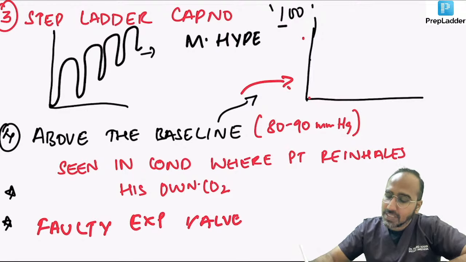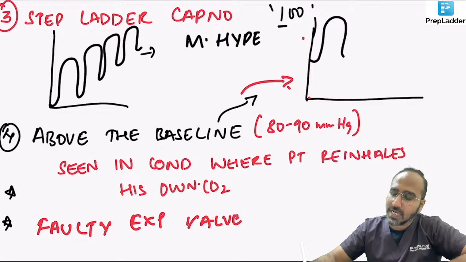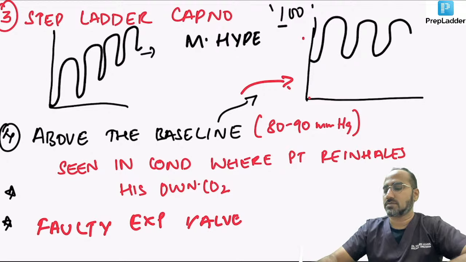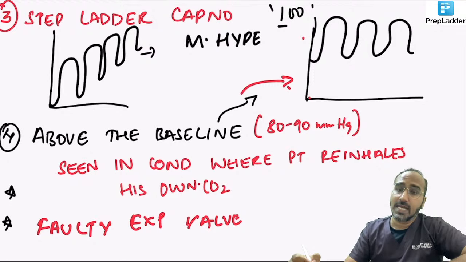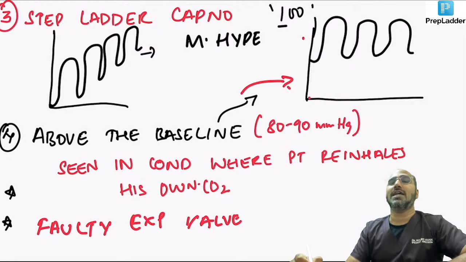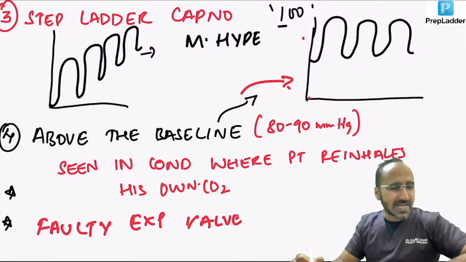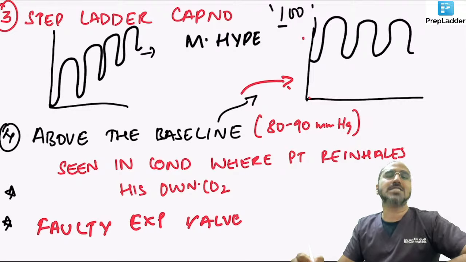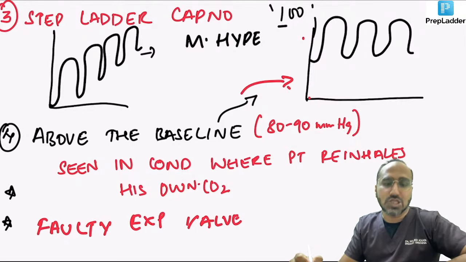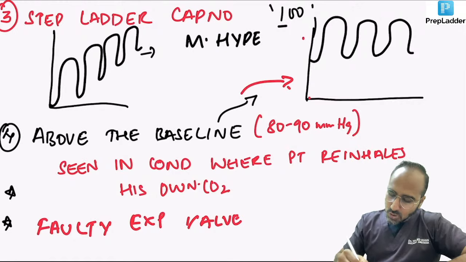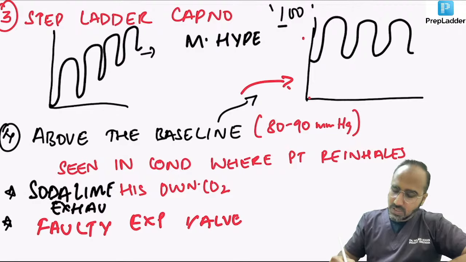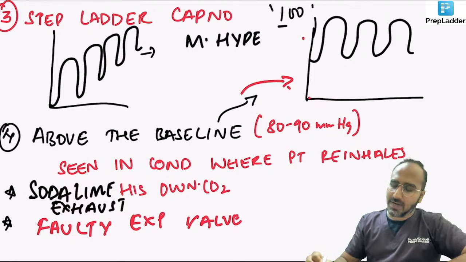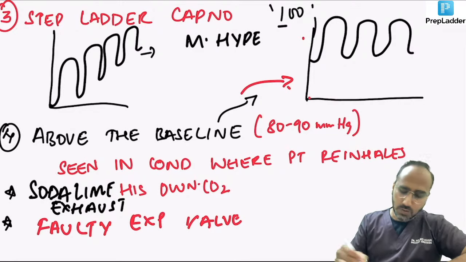If after intubation you are getting an EtCO2 like this, that means it is not starting from the baseline, but above the baseline. That means the patient is re-inhaling his own carbon dioxide. When will it happen? When the thing that is absorbing carbon dioxide is exhausted. In case of soda lime exhaustion, or in case of faulty expiratory valve, you will see this kind of EtCO2.